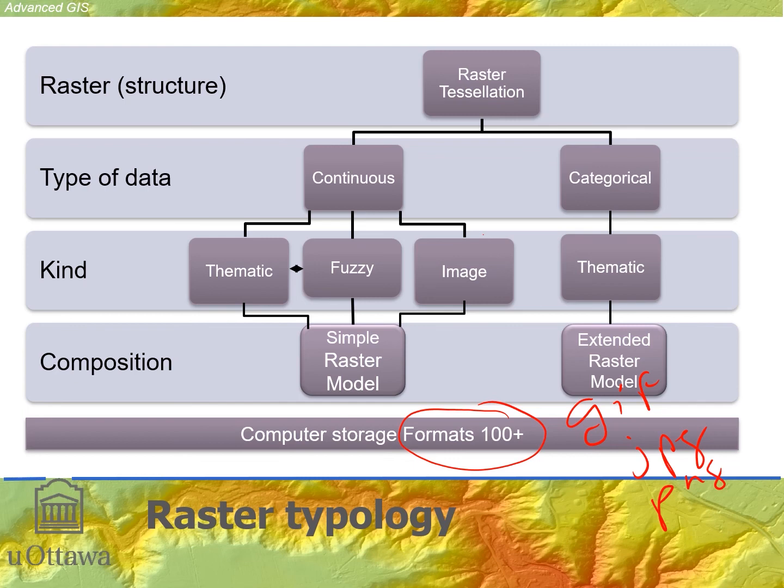So these are files that are used on the web because they are highly compressed. So you can have a large image and only have to transfer a small amount of information through the internet. So it uses lower bandwidth. So let's look at each of these in turn.